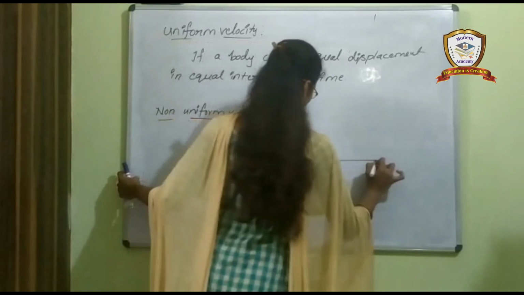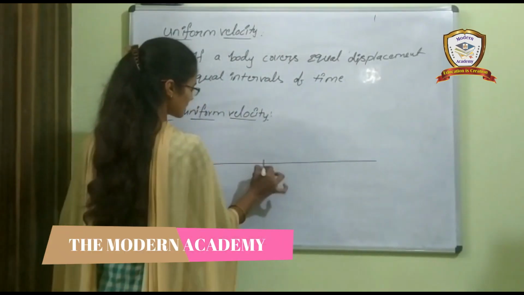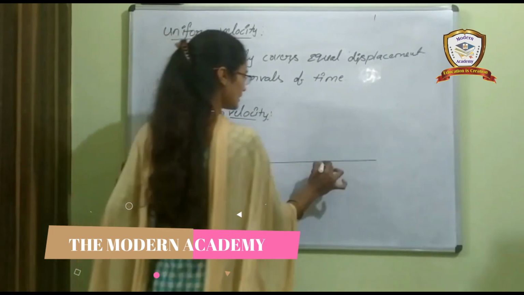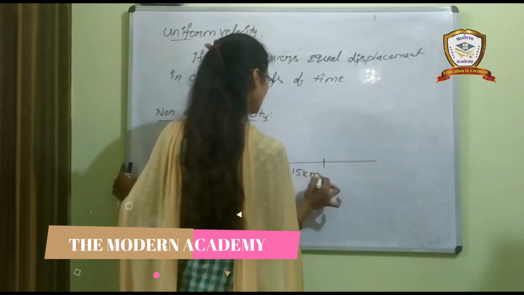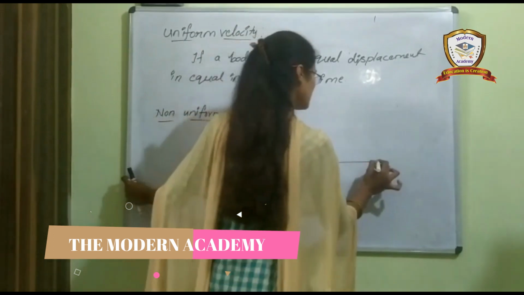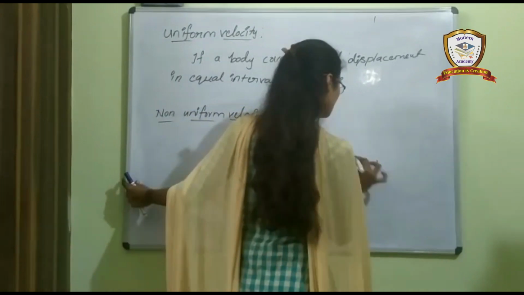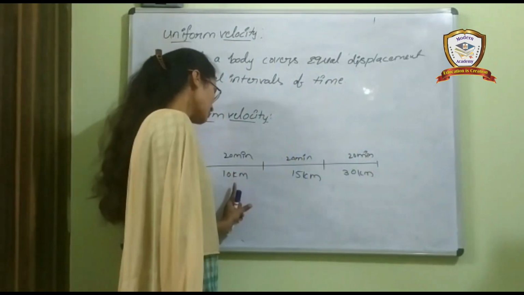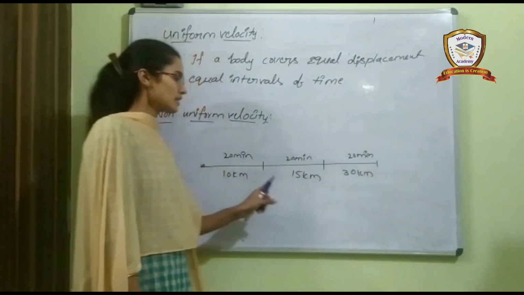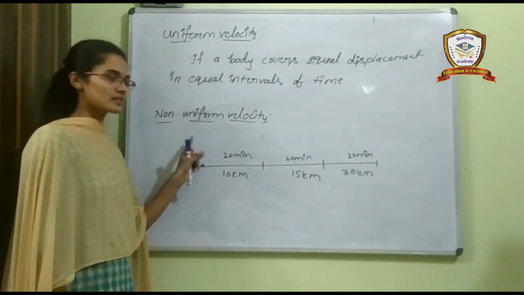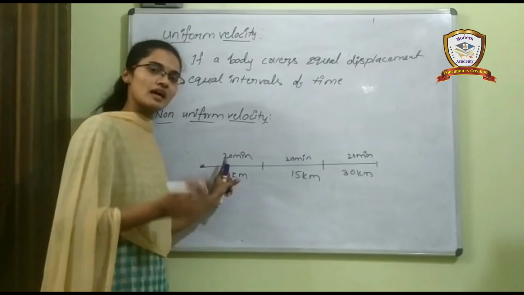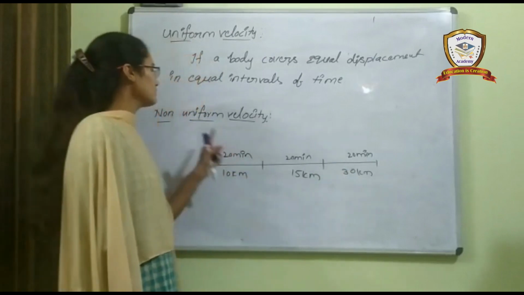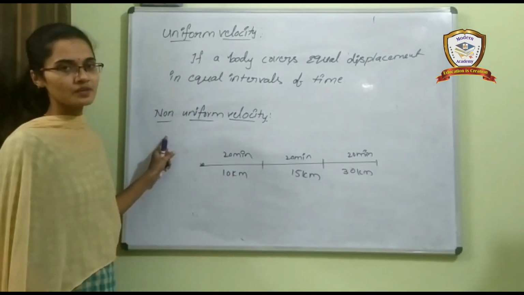You know this example. A body is moving with first 10 kilometers in 20 minutes and next 15 kilometers in 20 minutes and next 30 kilometers in 20 minutes. Just observe here, the time limit is same, but the displacement is different. That means it is moving with non-uniform velocity. When a body covers equal displacements in unequal intervals of time or unequal displacements in equal intervals of time, then a body is moving with non-uniform velocity.